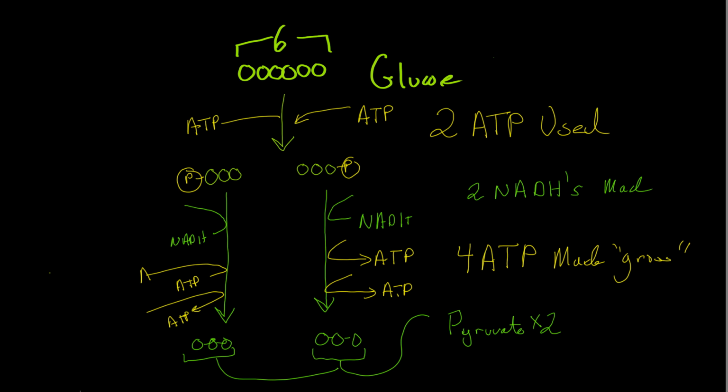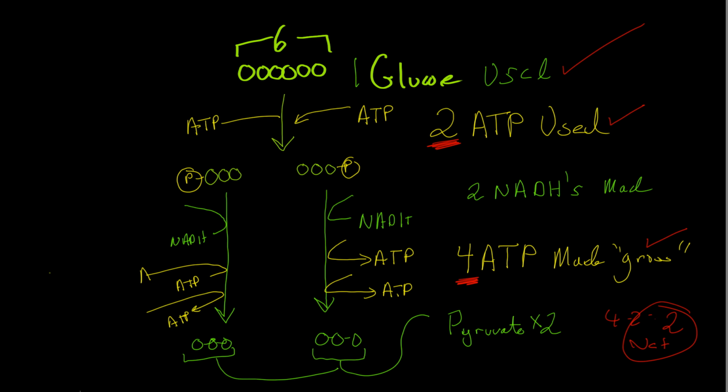Okay, so let's go over what was made and what was used. 1 glucose was used in this process. All right. 2 ATPs were used, but 4 ATPs were made. Now, think about your bills and you get your check, right? You have what you make as your gross, and then you pay the taxes, and then you have your net, right? So if I made 4 ATP, but I had to invest 2 ATP, 4 minus 2 equals 2. So my net ATP, my take home, is 2 ATP.